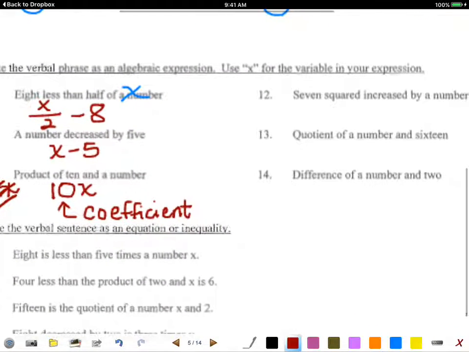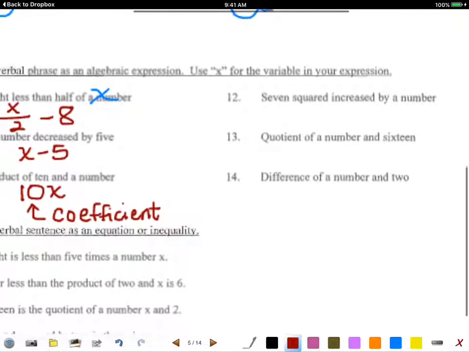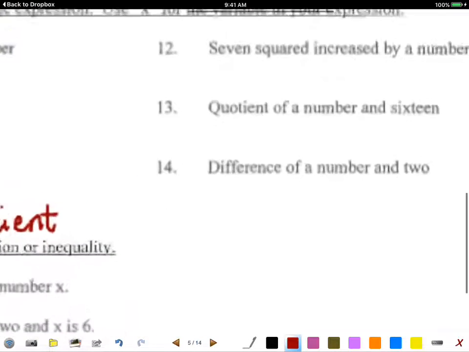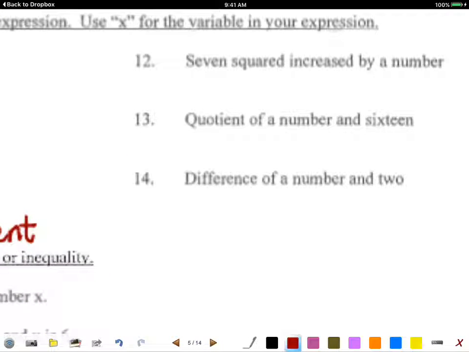Okay, let's look at number 12 here. It says 7 squared increased by a number. Any takers? Cade? Do the 7 with the square thing over it, and then plus x. Very good. Number 11, quotient of a number and 16. The quotient of a number and 16. Olivia?